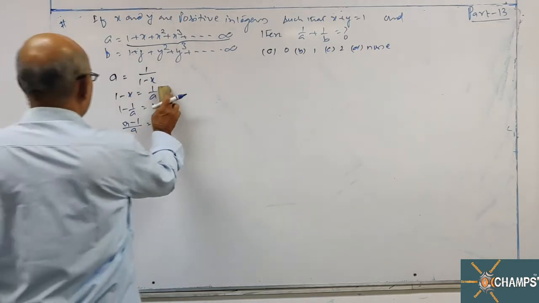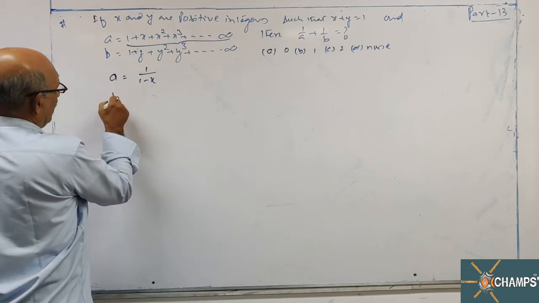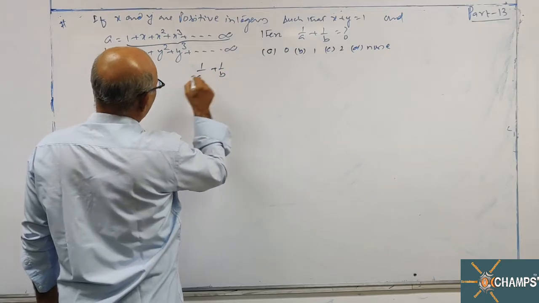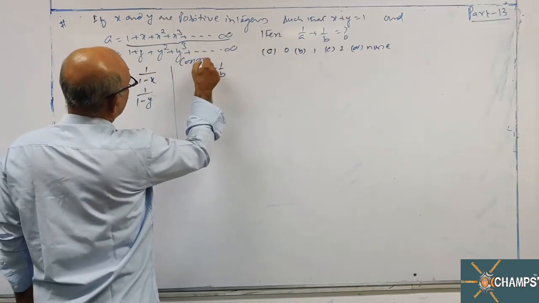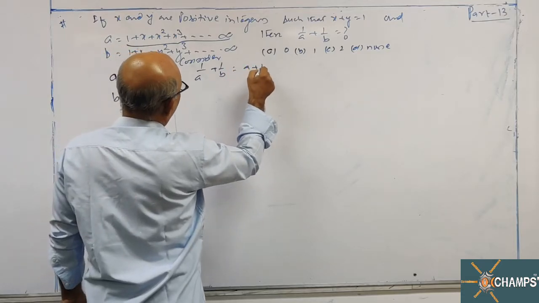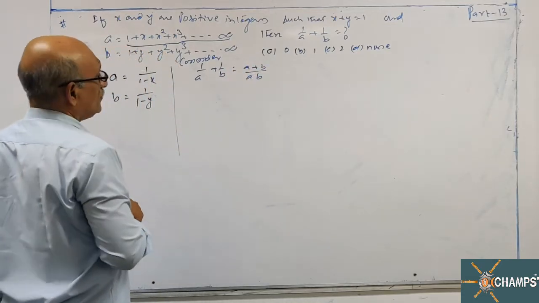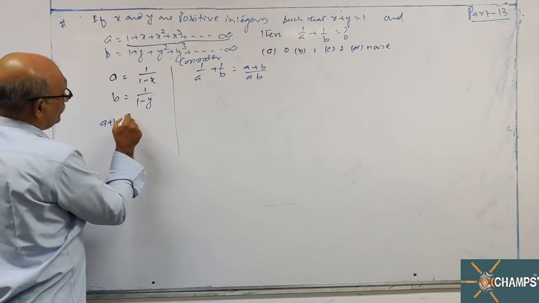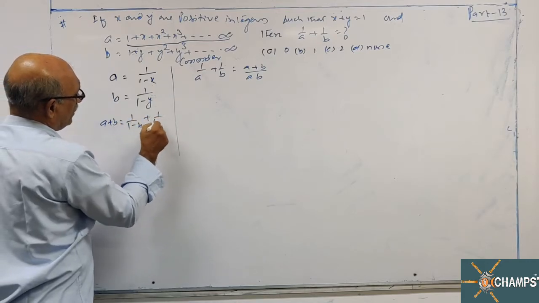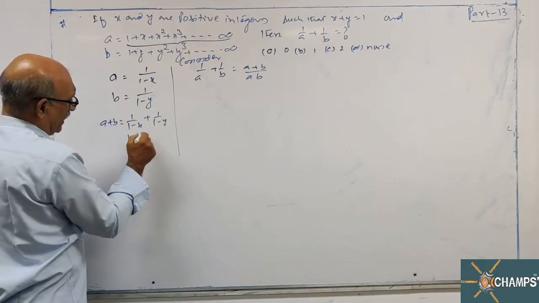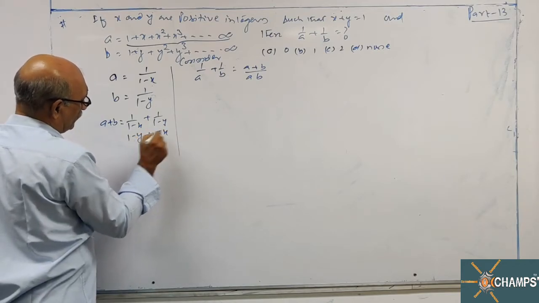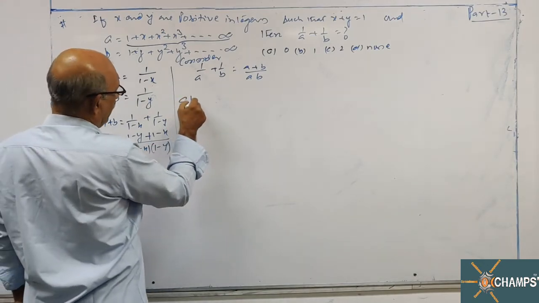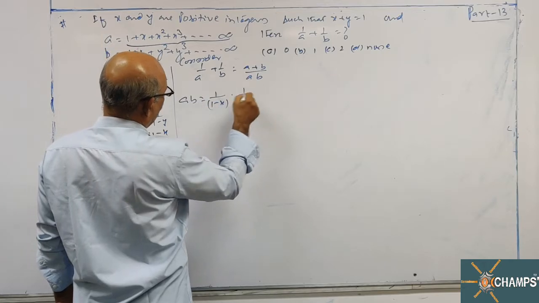Or I'll keep it as it is. Now, similarly, b can be written as 1 minus 1 by y. Consider 1 by a plus 1 by b. This is a plus b divided by ab. So, a plus b is required. A plus b is equal to 1 by 1 minus x plus 1 by 1 minus y, which is 1 minus y plus 1 minus x divided by 1 minus x into 1 minus y. ab is required: 1 by 1 minus x into 1 by 1 minus y.